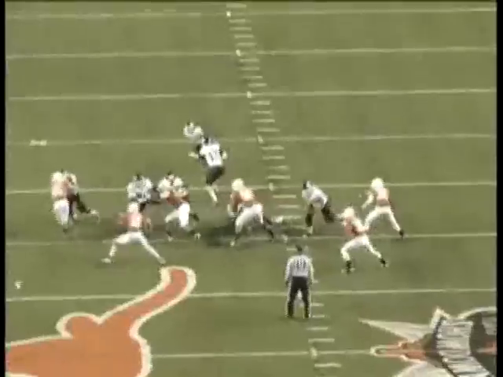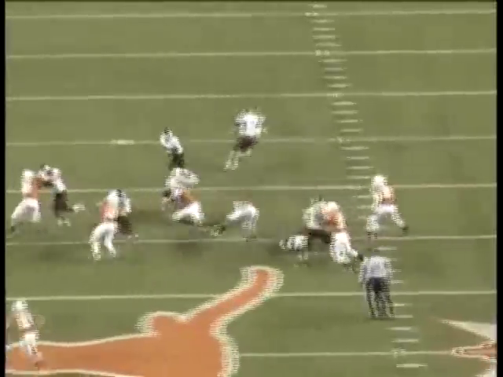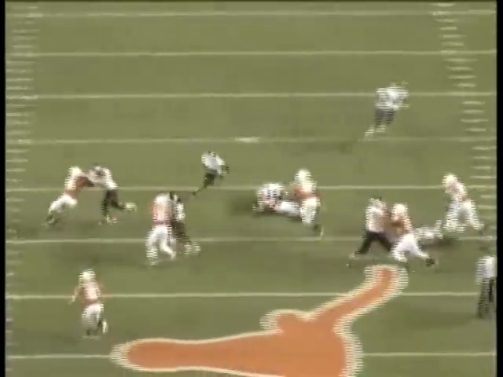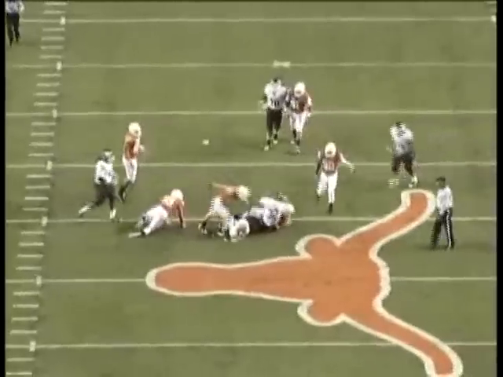Keep your leverage. Keep your left hand. You've got him blocked with your left hand on the midline right there. Now keep working your left foot and your left hand through the middle of his body.